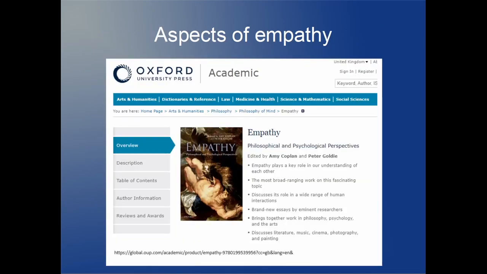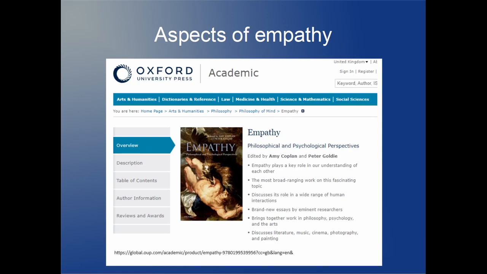I'm taking it from this book, Empathy, Philosophical and Psychological Perspectives, edited by Amy Copland and Peter Goldie. I'm particularly interested in an article by Amy Copland, one of the editors, which I'm going to use to outline how there are 6 different elements to empathy. Now, it's worth noting this is only the account that Amy gives. There are other ways of understanding empathy. I'm not saying this one is the best, I just think it's a good starting point.